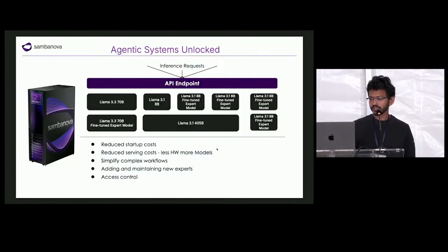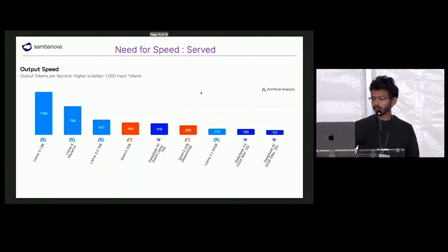So this again shows the same thing. You have one endpoint which is serving all the inference requests, and multiple fine-tuned experts can be served on this system. So this helps with memory efficiency, power efficiency, compute efficiency, and you have much better control, and you can enable complex workflows within an isolated environment in your data centers.